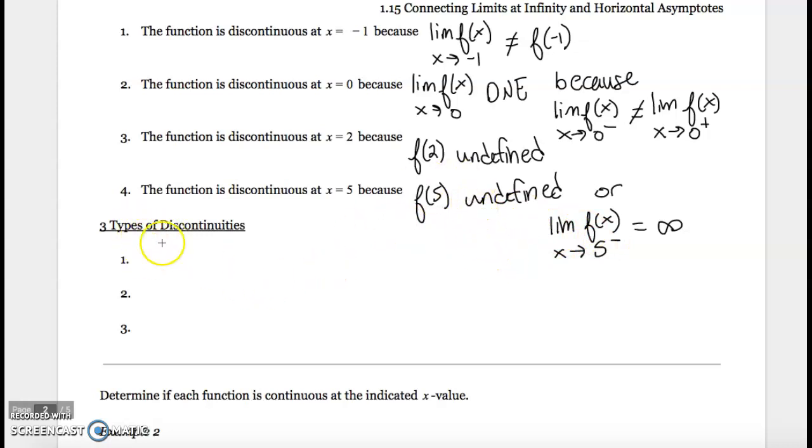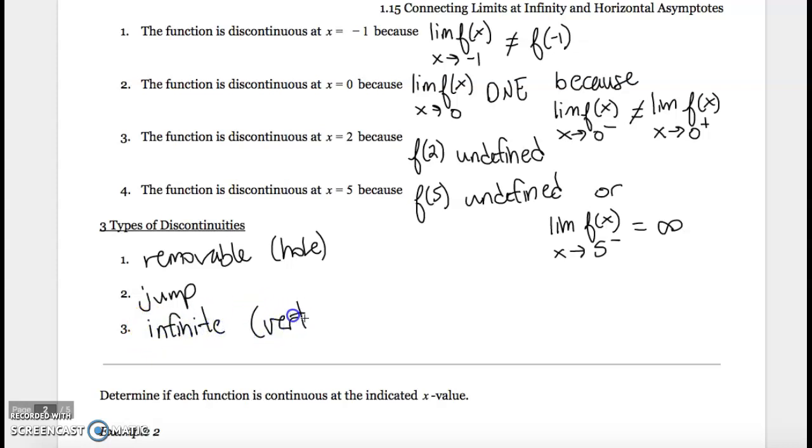You can go ahead and list your 3 types of discontinuities down here again, right? So there's a removable, which would result in a hole in your graph. There is a jump discontinuity, which results in a jump, and then there is an infinite discontinuity, which results in a vertical asymptote.